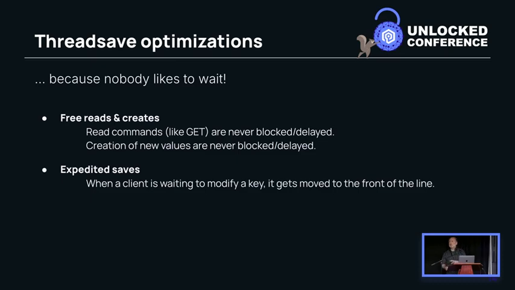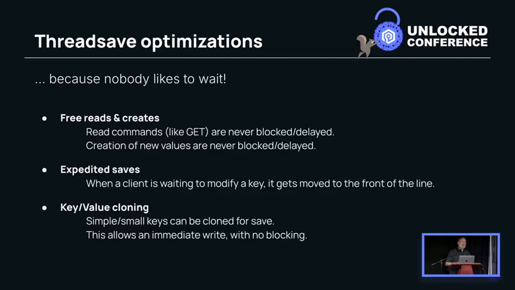The ones that wait are the ones that are modifying the existing data, and we have to make sure that data gets saved first. What we can do to mitigate the wait is expedite any of those keys to the front of the line. So if a client comes along and says, I want to modify key X, we can take key X and move it right to the front of the line, save that immediately so that we don't have to wait too long. And the third thing is that for small key values, we can clone them. If you're modifying a small key value, instead of making you wait, we'll clone the item, send the clone off to be saved, and allow that write to continue immediately.